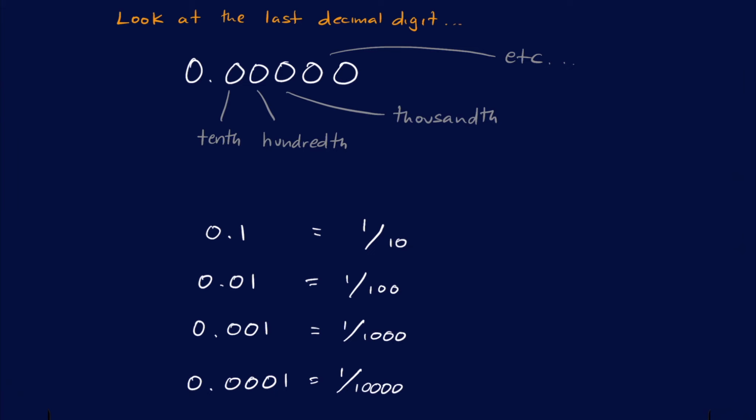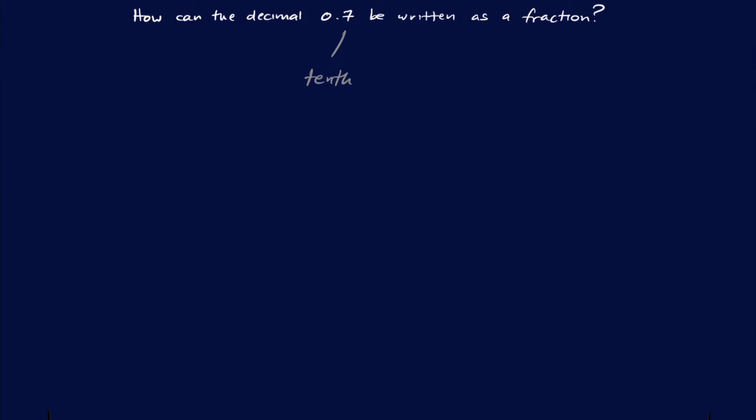So a decimal is basically just a number that is less than 1, and it is represented by these numbers behind the decimal place. So let's say you want to write the decimal 0.7 as a fraction. The first step is to notice that the decimal is in the 10th section, okay?